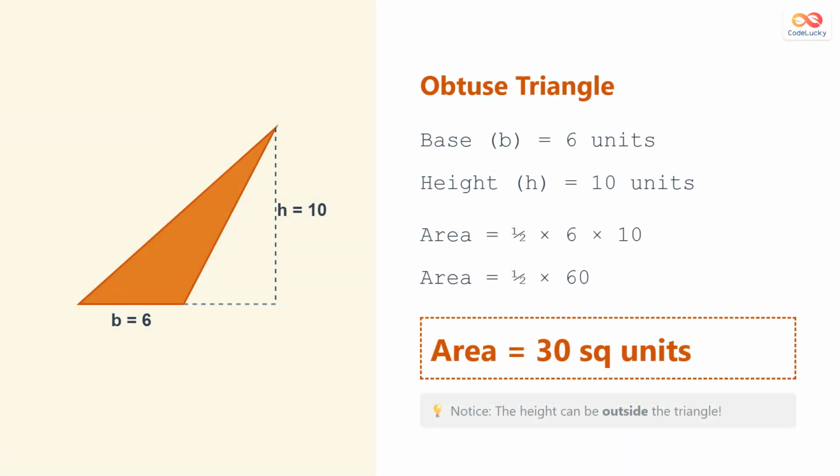This rule works for all triangles, even obtuse ones where the top leans far to one side. Here, the base is 6 and the height is 10. 6 times 10 is 60. Half of 60 gives us an area of 30 square units.